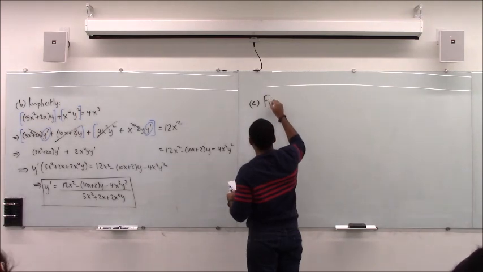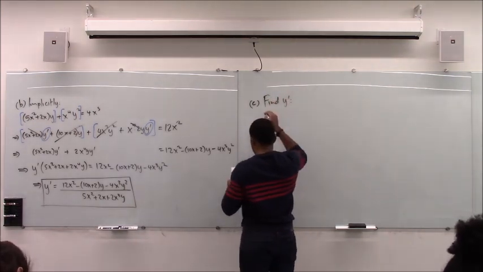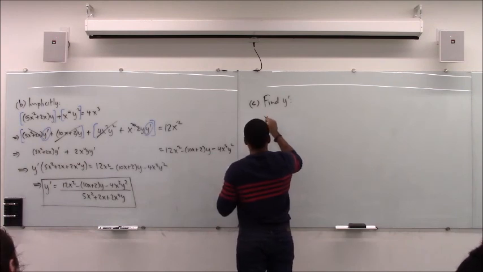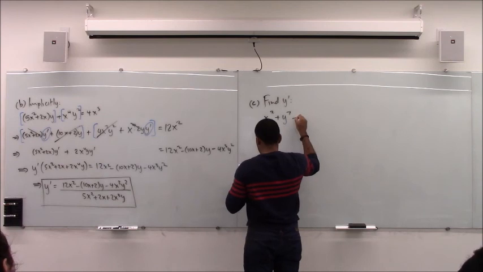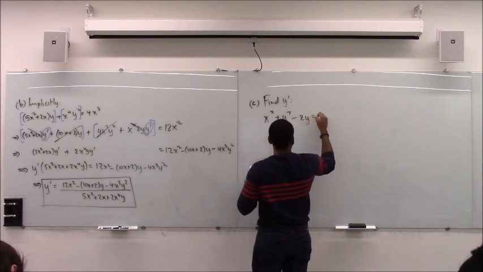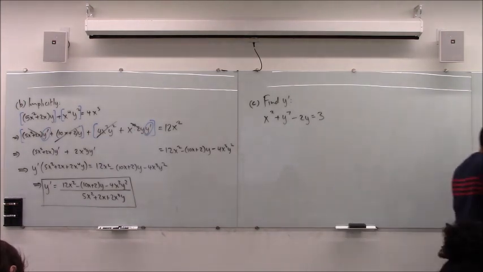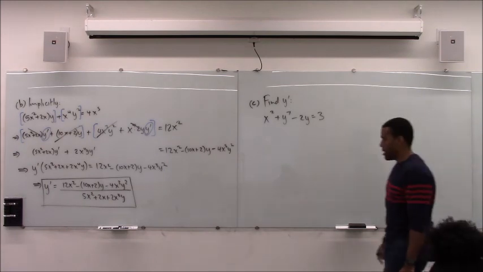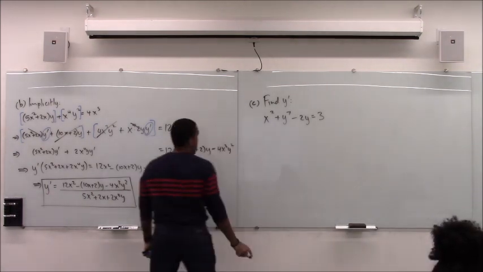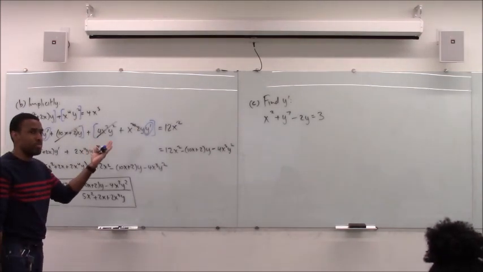So again, find y prime is going to be the goal. And here's your equation. Now it's not going to look as crazy as the previous one. But that's the curve. And that's no random example. It's actually studied by a very famous person by the name of Descartes. It's called the Folium of Descartes. So Descartes, the guy who came up with "I think therefore I am," that guy.